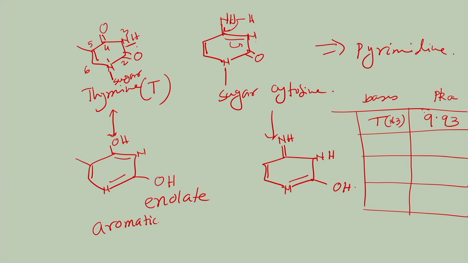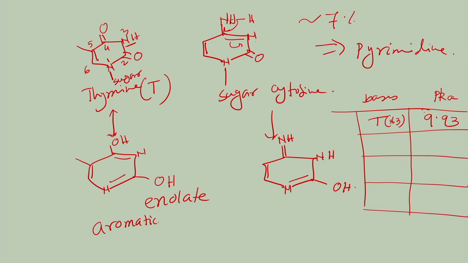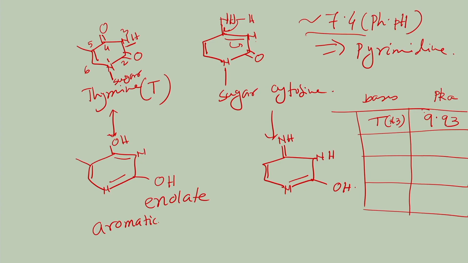So, now in our body, we call it physiological medium. Physiological pH is around 7.4. In our body system, most of the cells have this pH, although there are other cells which have low pH. So, 7.4 is, in general, the pH of our body.